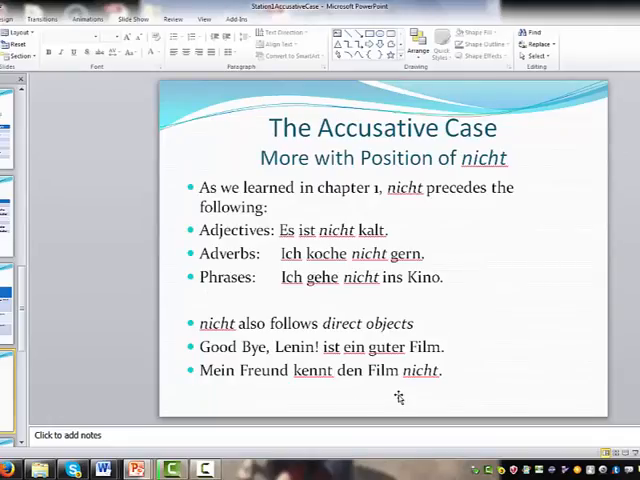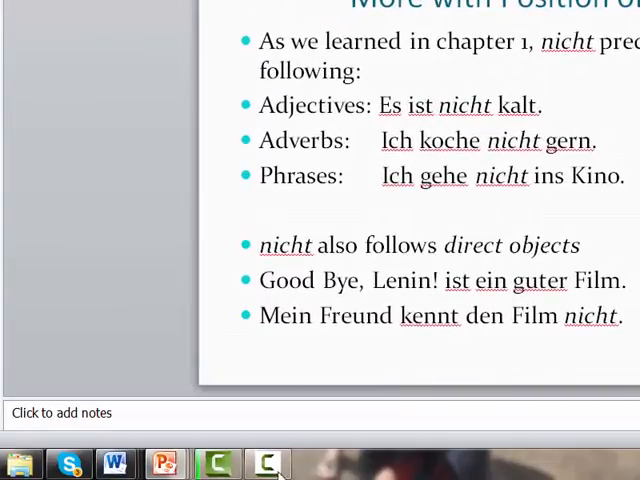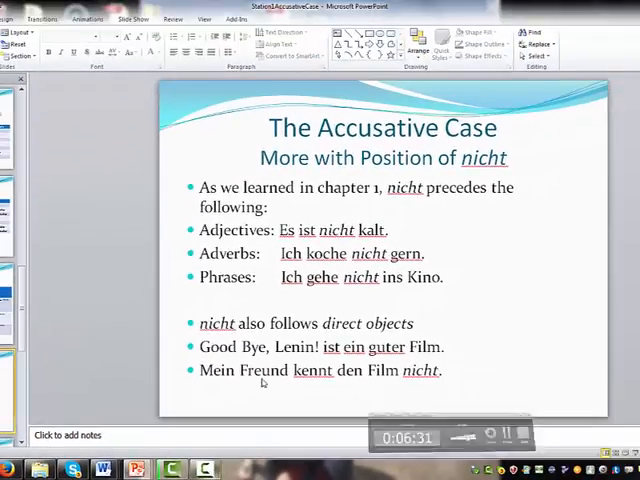Using nicht, okay? So for example, and this is always something that can be changed at times, and I say that only because of how you want to emphasize something, okay? Es ist nicht kalt, ich koche nicht gern, ich gehe nicht ins Kino. Nicht must precede these adjectives, adverbs, and phrases. Okay, but it is going to follow a direct object.